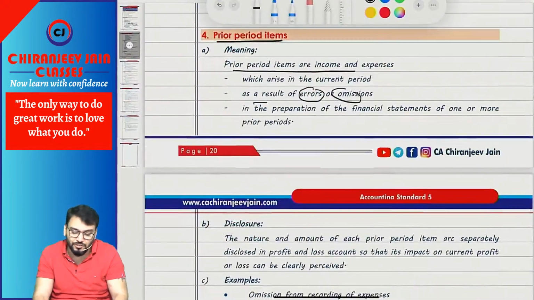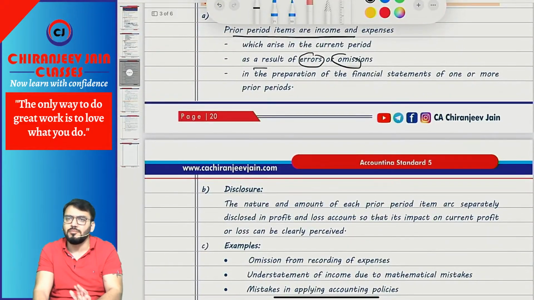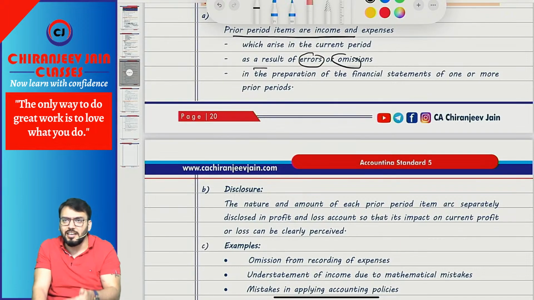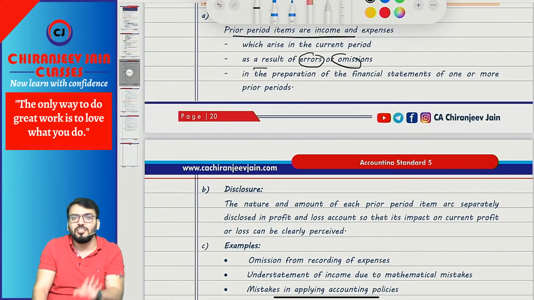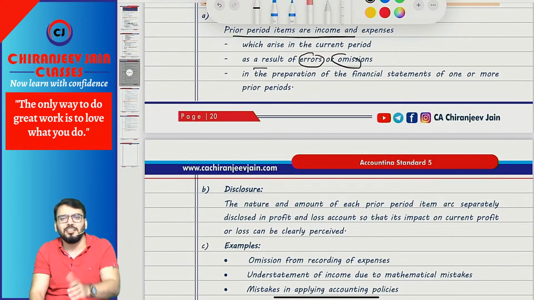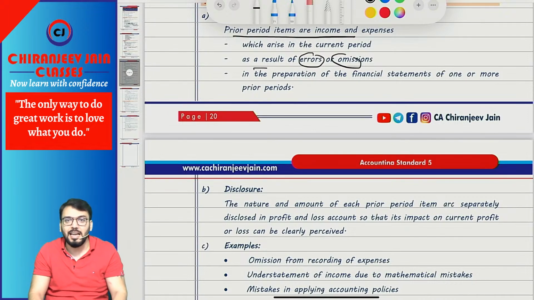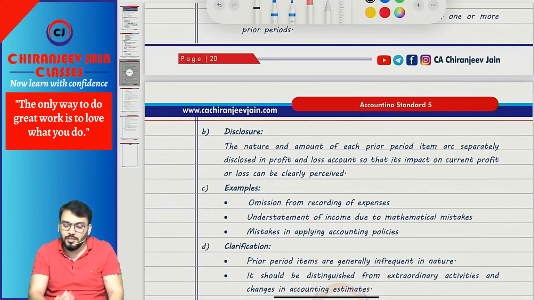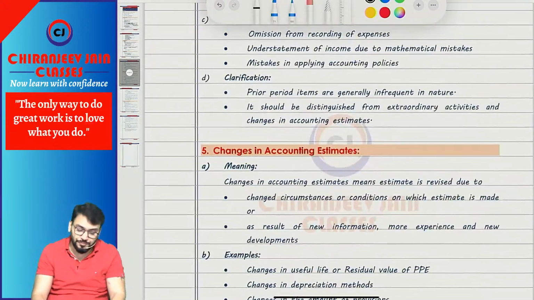So simply, prior period items are those income and expense which arise in the current period as a result of error or omission in one or more prior years. They also require separate disclosure in the SOPL so that their impact on the current year profit can be perceived. Similar treatment as we have done for extraordinary activities. So prior period item you have understood.